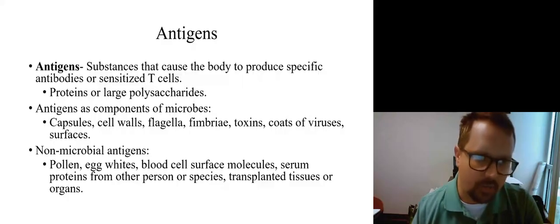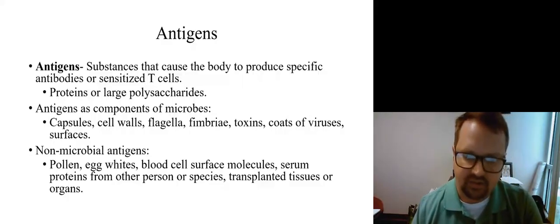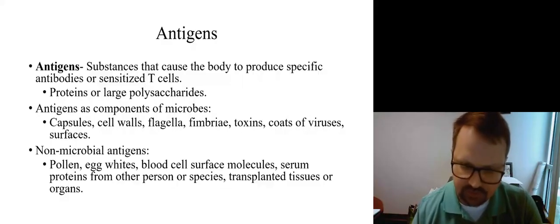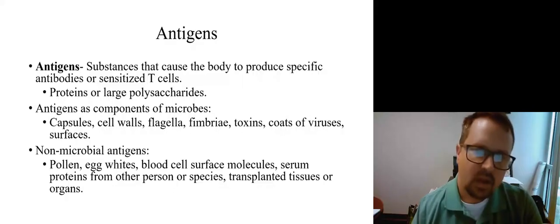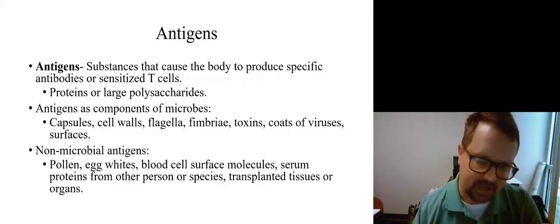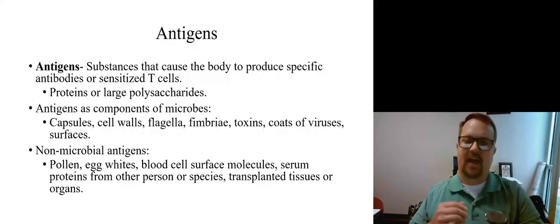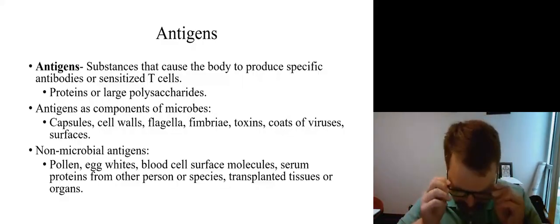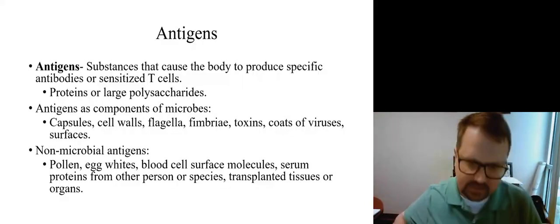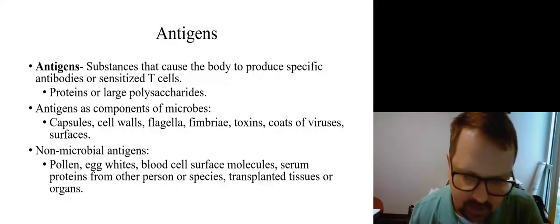There are non-microbial antigens like pollen and egg whites, things found on your red blood cells, the A, the B blood type, Rh blood type. Serum proteins from somebody else or another species, that can happen. You've heard of alpha-gal syndrome, where people become allergic to meat.